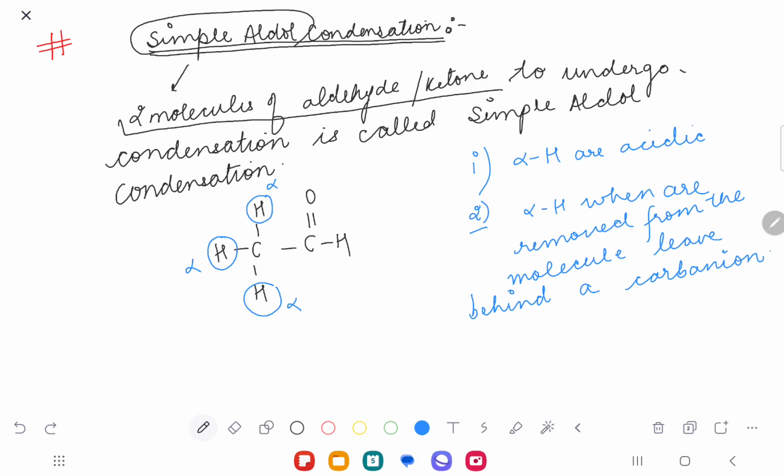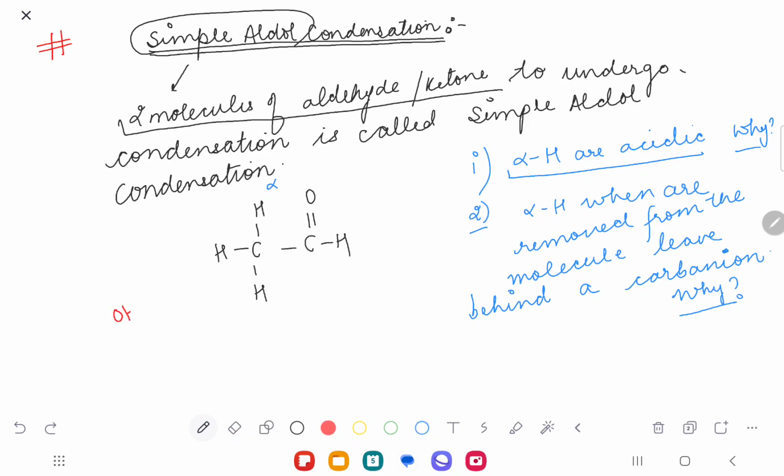Now, what exactly does this carbanion mean? Every question has a why. We should know why it is acidic, and why it leaves behind a carbanion. You can remember them as a property also, but there is a reason behind that. So, for example, just understand we have this particular hydrogen. I'm going to write it down like this.